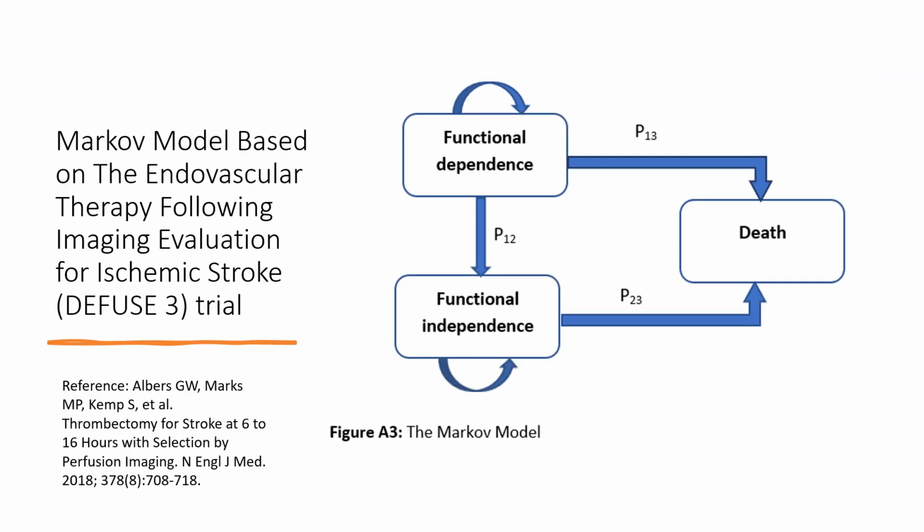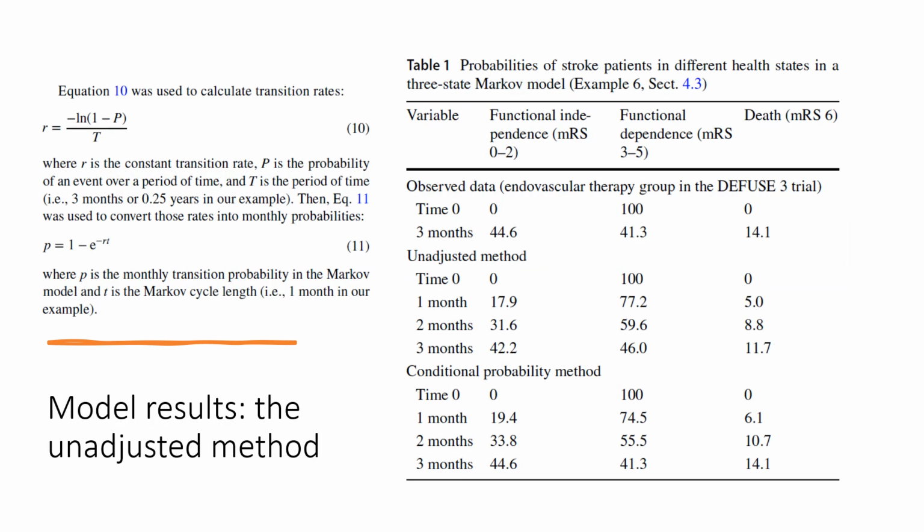Based on a clinical trial for patients with acute ischemic stroke, we developed a Markov model with 3 health states: functional dependence, functional independence, and death. Given the severity of the disease, we assume that all patients were functionally dependent at time 0. In the endovascular thrombectomy group in this trial, 44.6% of patients were functionally independent, 41.3% of patients were functionally dependent, and 14.1% of patients had died at 90 days.